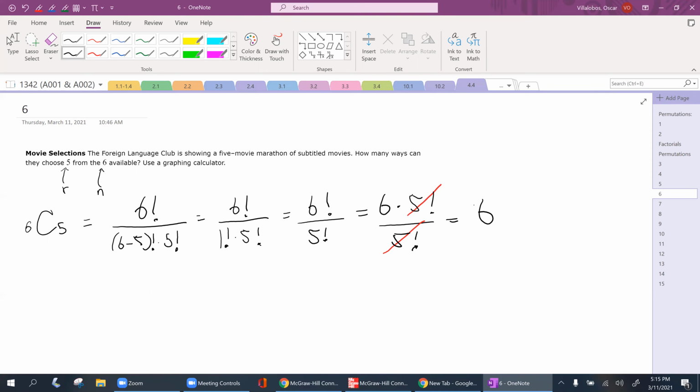All right. So that's how you solve it by hand. You can also, like I said, just plug it into your calculator. Okay, let's move on to the next problem.